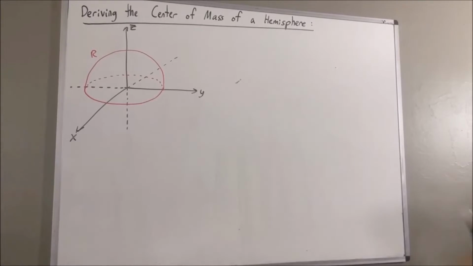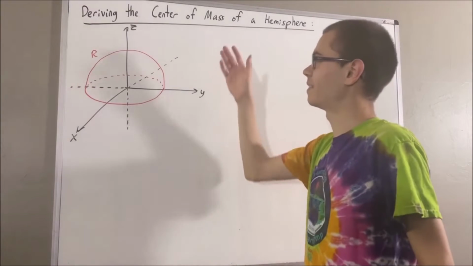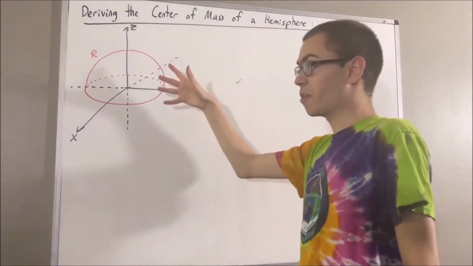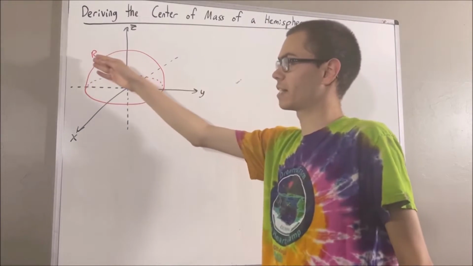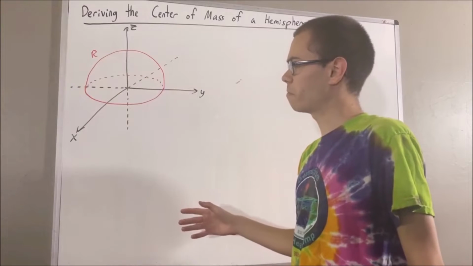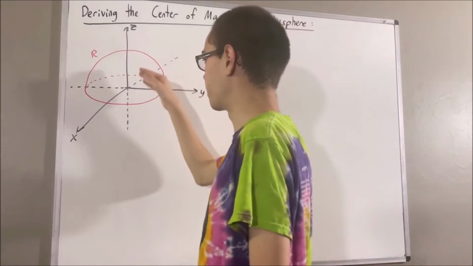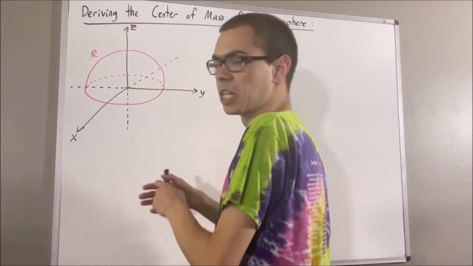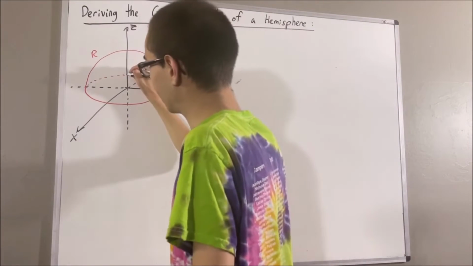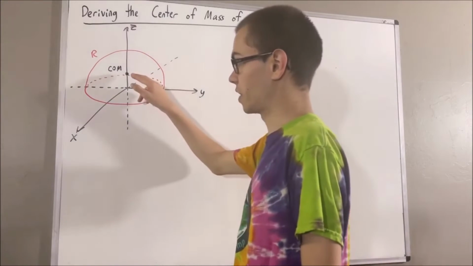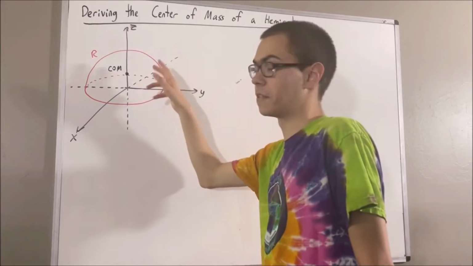Hello! In this video, we are going to derive the center of mass of a hemisphere. So as you can see, here we have a hemisphere with radius capital R. Now, it's pretty clear by symmetry that the center of mass of the hemisphere lies on the z-axis. Let's say about right here. So really, the x-coordinate of the center of mass is 0, and the y-coordinate of the center of mass is 0.